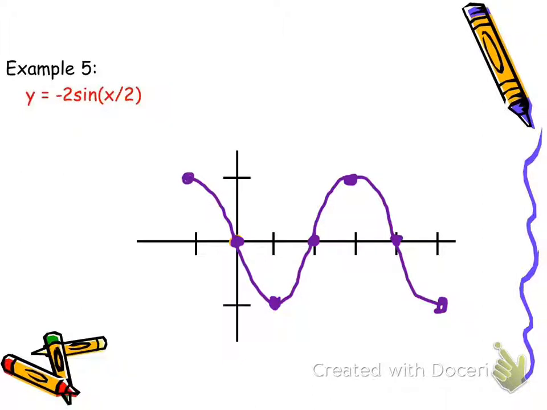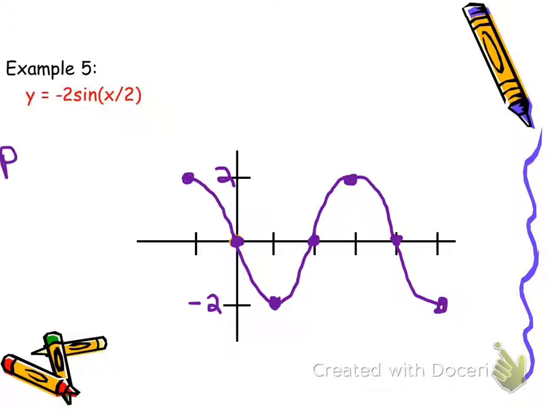Okay. Everybody got it? Now what's the amplitude of this one? It's the absolute value of the A. So the amplitude is 2. So this will be 2. And this is -2.